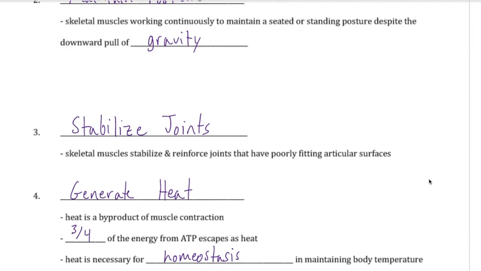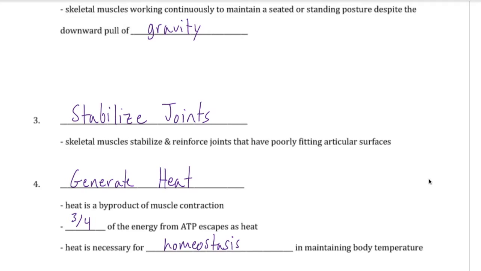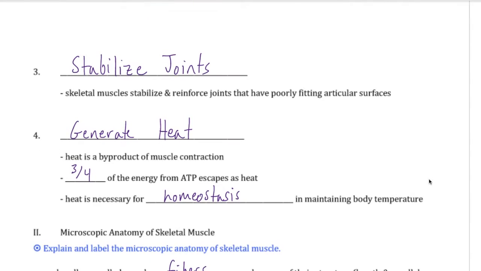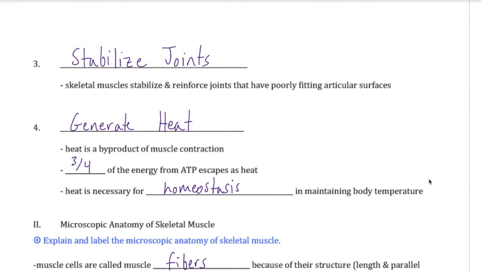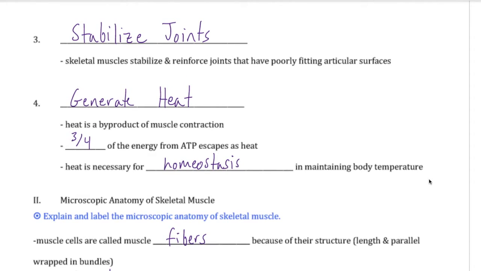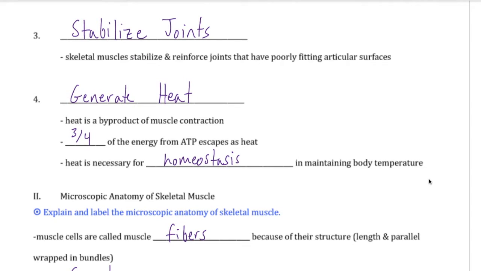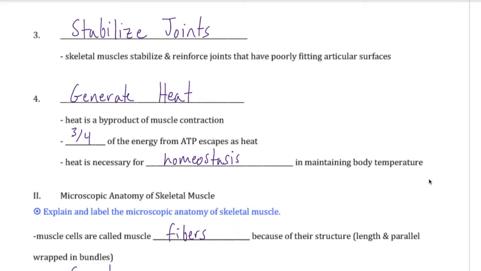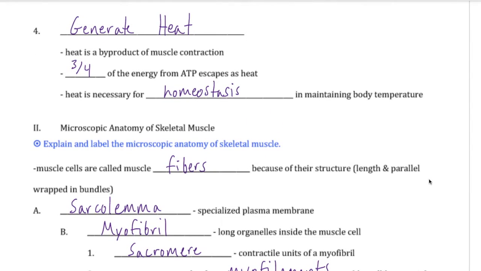So this is why our muscles are very strong. This is also why it's very, very important for an infant to do tummy time and to be able to crawl and stand and those types of things, to help these muscles go against gravity. Stabilizing joints: skeletal muscles stabilize and reinforce joints that have poorly fitting articular surfaces. So for instance, our shoulders and hips are very, very important here, using muscles to stabilize these joints.